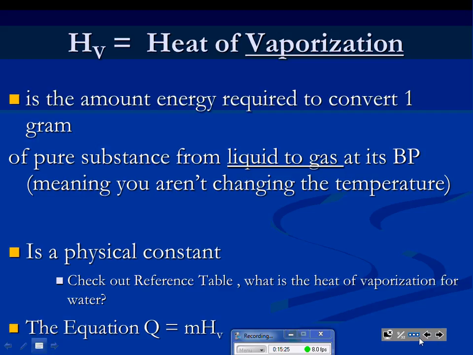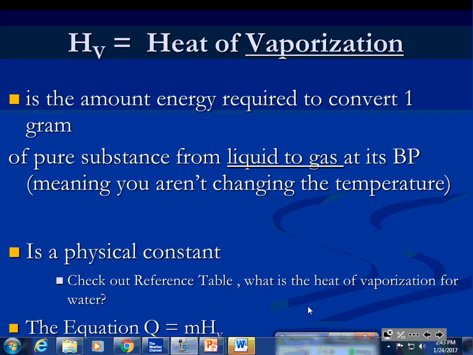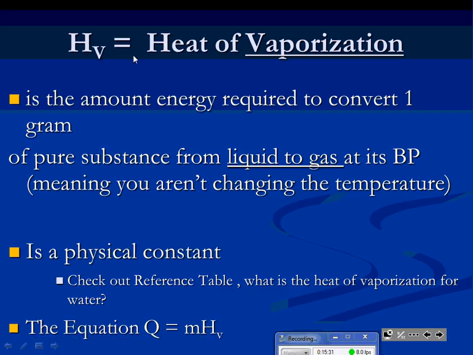Heat of vaporization. The heat of vaporization, as I can see here, folks, is the amount of energy required to convert 1 gram of a pure substance from a liquid to a gas. So we're going from a liquid to a gas at its boiling point. Once again, you are not changing the temperature. This is that plateau, Roman numeral number 4 on our chart. The change in temperature is nothing. For water, that's going to be at 100 degrees Celsius because that's the BP, the boiling point of water. It is also a physical constant.